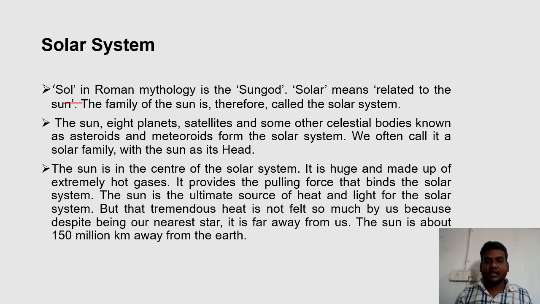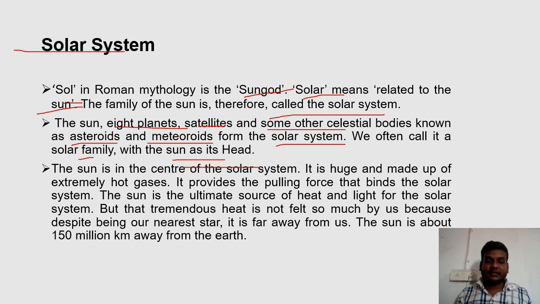Sol in Roman mythology is the sun god. Solar means related to the sun. The family of the sun is called the solar system. The family includes Mars, Jupiter, Earth, Venus, Neptune, Uranus. The sun, eight planets, satellites, and some other celestial bodies known as asteroids and meteoroids make up the solar system. We often call it the solar family, with the sun as its head.